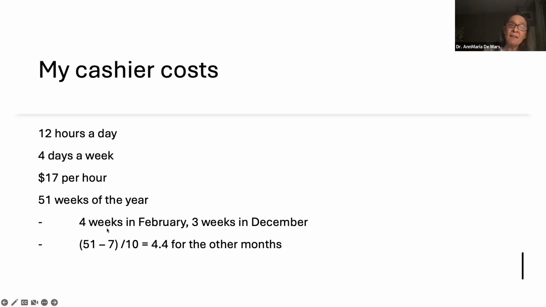Now you could have done this less detailed than me, or more detailed than me. What I said is there are only 4 weeks in February, and we're only going to be open 3 weeks in December because everybody leaves. For the other 10 months, I took 51 weeks of the year because we're closed for a week, minus February and December. On average, it's 4.4 weeks a month, because there are not exactly 28 days in a month.